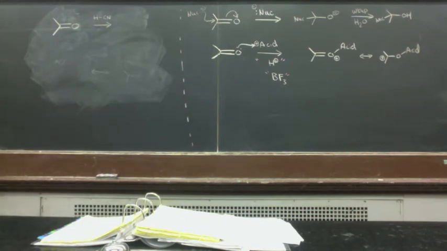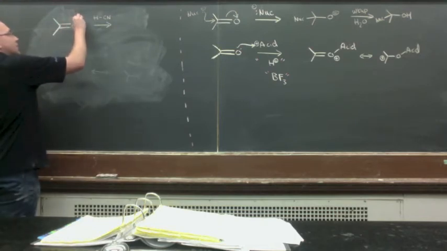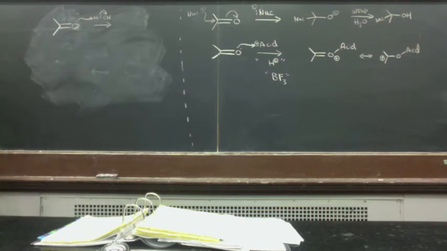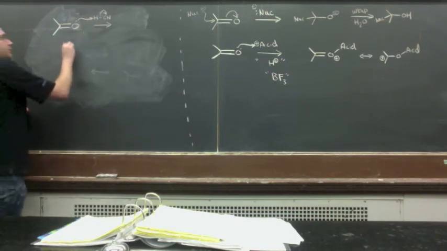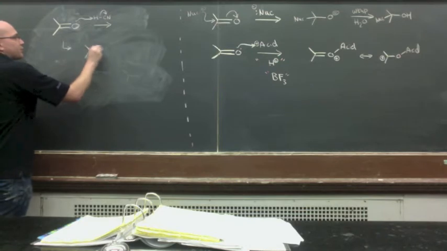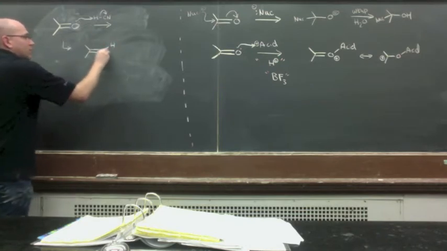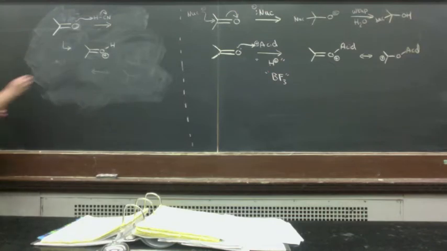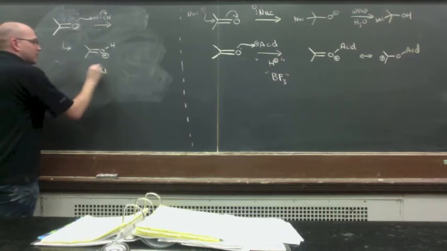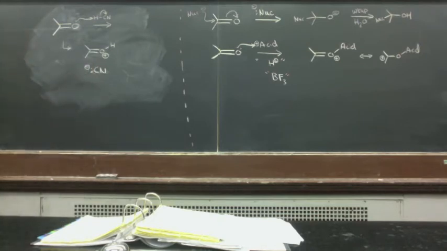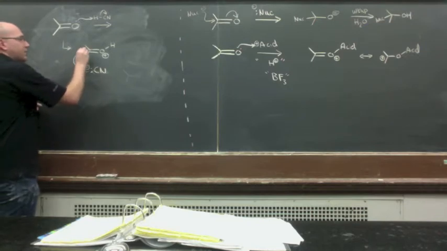Right, so what we're going to do is have the oxygen attack the hydrogen. We're going to break that CN bond, and then what's left over is a CN minus. And then what's going to be the second step? All right, the CN minus is going to attack that carbonyl.